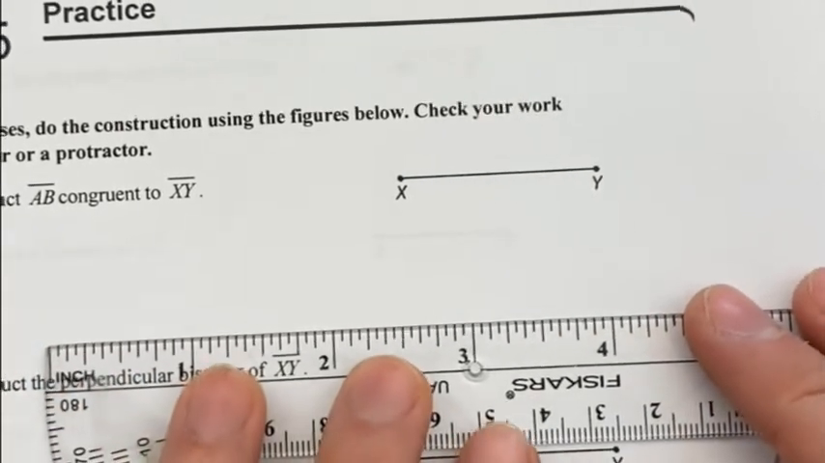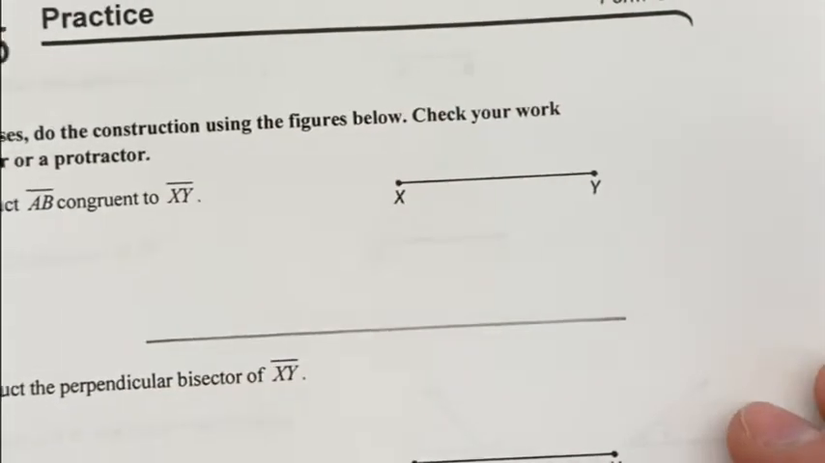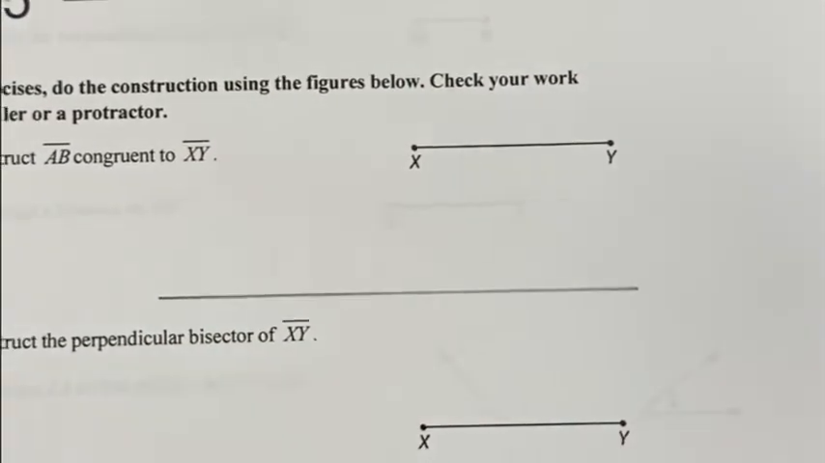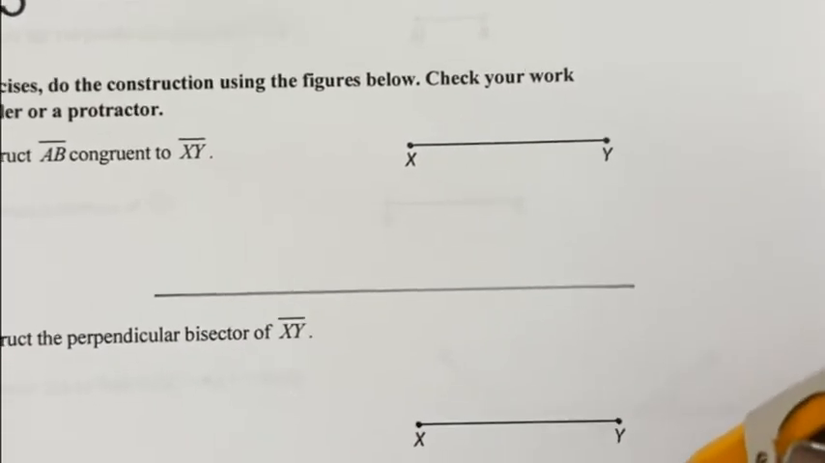Step 1, draw a straight line, preferably longer than the original one, because it's easier at the front. Step 1 is to draw a straight line with your ruler.